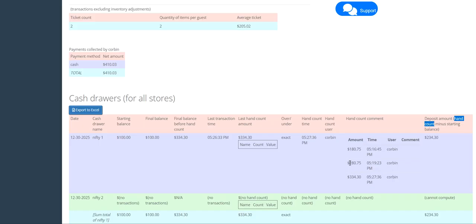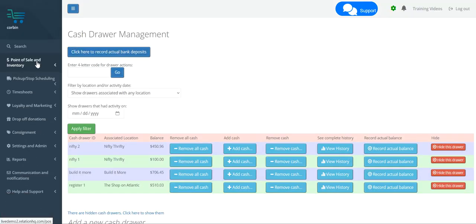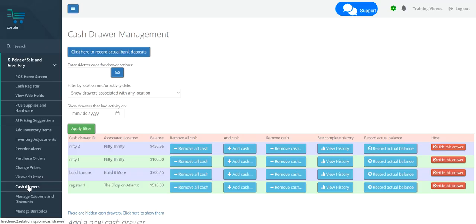So if there was indeed another $180.75 in the drawer earlier today, that's not being taken into account here in either this over-under column or in the deposit amount. But I can see an issue because there was more than one hand count recorded in the day. If I wanted to go ahead and drill into more detail regarding these hand counts, I can navigate over here to point of sale and inventory, cash drawers, and then click on view history for that drawer.